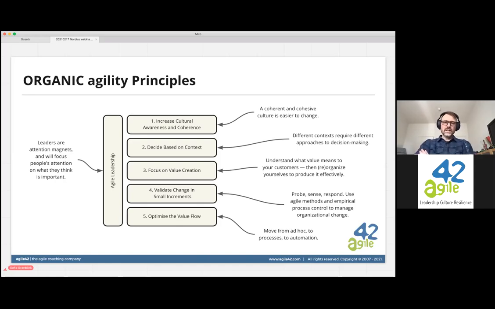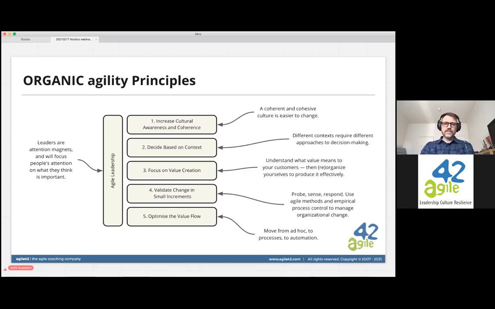Number 4, which is the topic of today, I'm still trying to set the stage a little bit here, is about validating change in small increments. And this is probing, sensing, responding. We want to be agile and we want to be a learning organization. Let's try different things. Let's see what works. Let's see what doesn't work. And then if it works, we do more of it. If it doesn't work, then we suppress it or we do less of it. So this is what we'll dig into today.